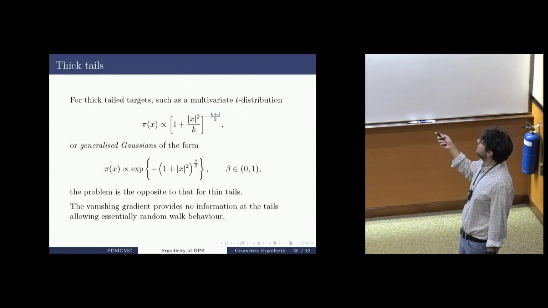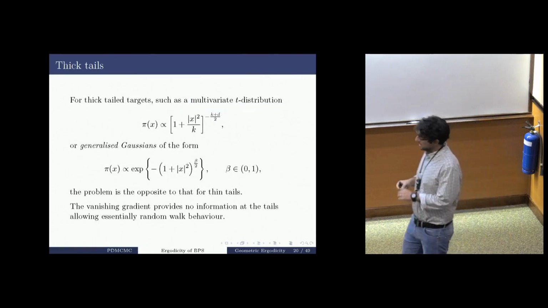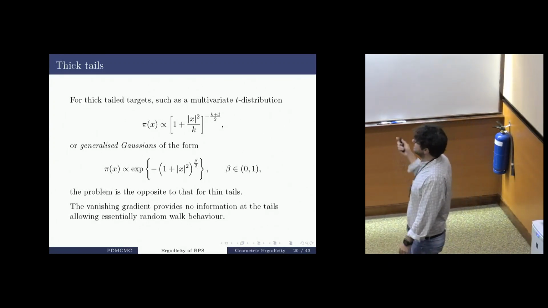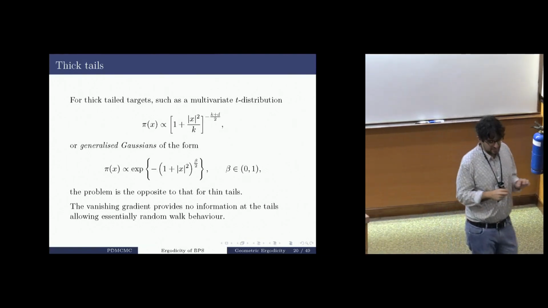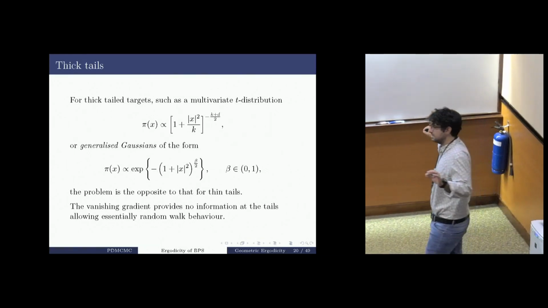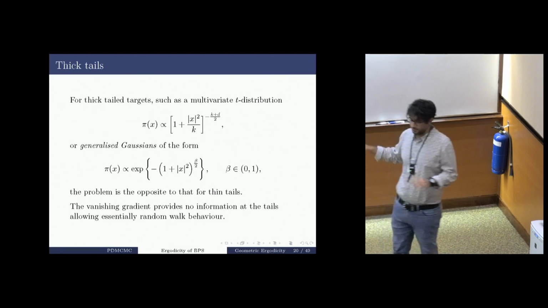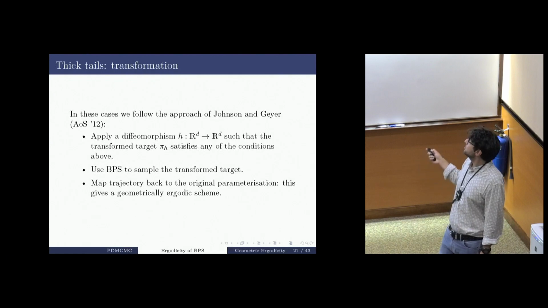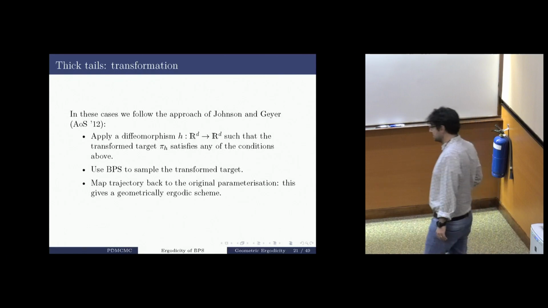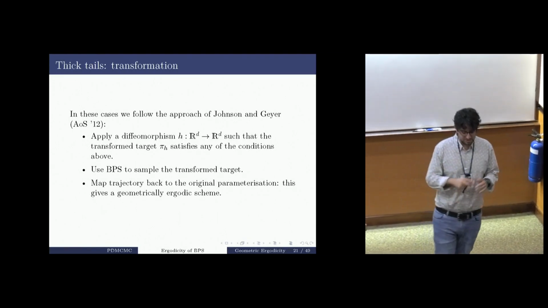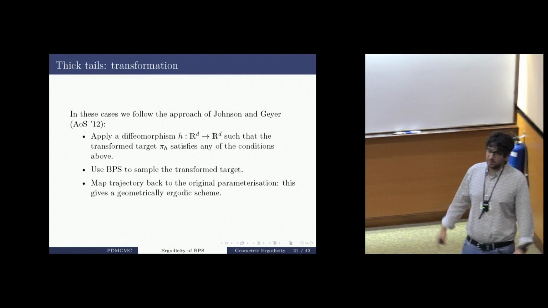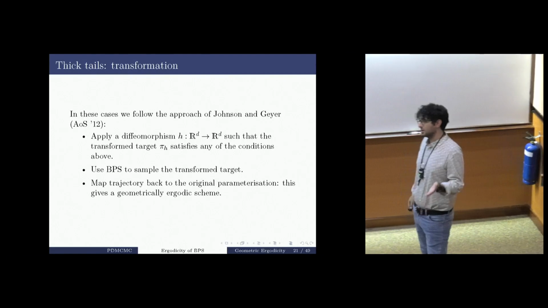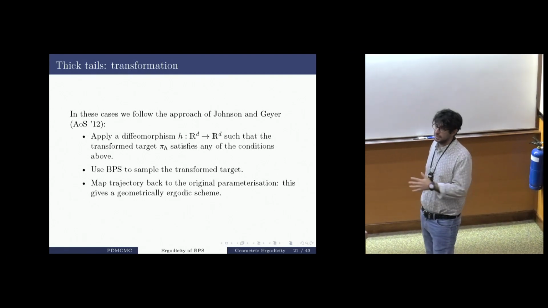Now thick tails are a bit more problematic. We know that many algorithms for thick tails are not geometrically ergodic. And in this case, the problem that appears is that, again, because you don't have enough information from the gradient out in the tails, you're just doing random walk. So the way we dealt with this was an approach that was pioneered by Johnson and Geyer. Basically, what you do is you transform the target. There's a very nice set of transformations that you can apply. And by transforming it, you ensure that your target falls in one of the known categories of geometric ergodicity.